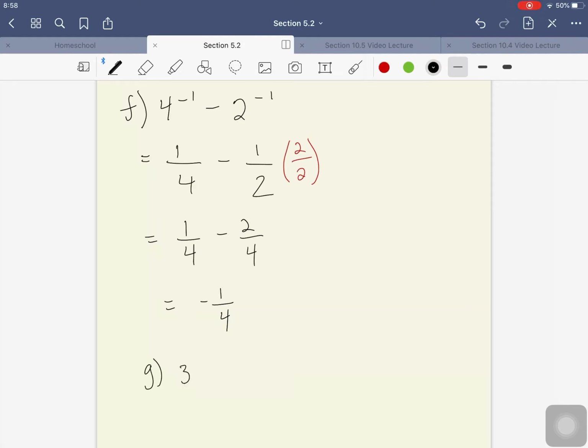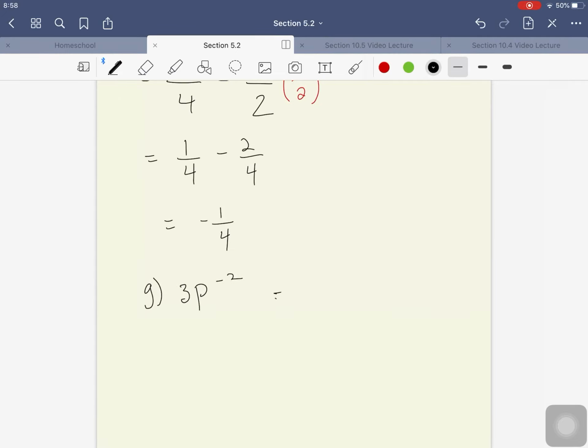All right, 3p to the negative second power. Remember that exponent only applies to the p, so you're only going to flip what is negative. So the 3 is going to stay in the numerator, and the p squared goes down to the denominator.